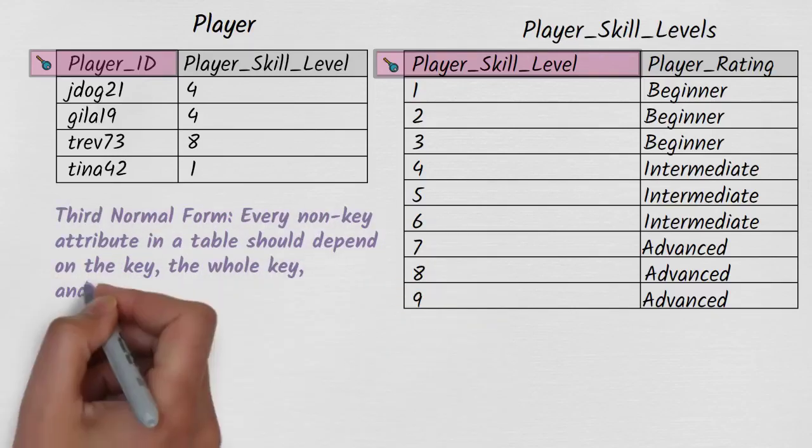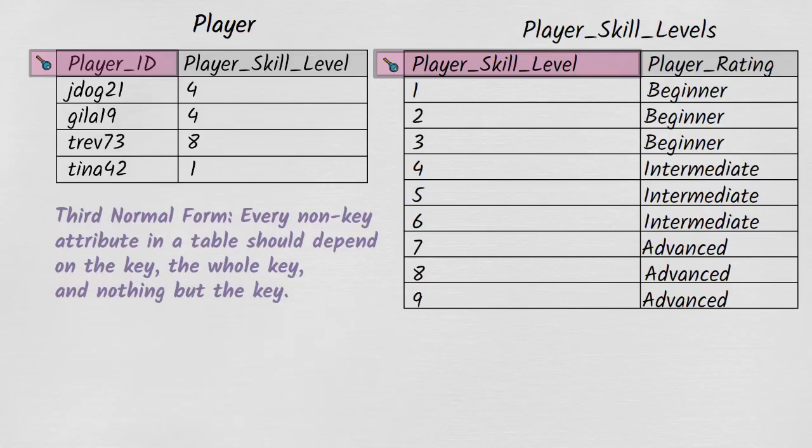Every non-key attribute in a table should depend on the key, the whole key, and nothing but the key. If you commit this to memory and keep it constantly in mind while you're designing a database, then 99% of the time you will end up with fully normalized tables.